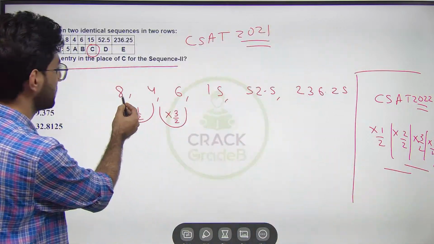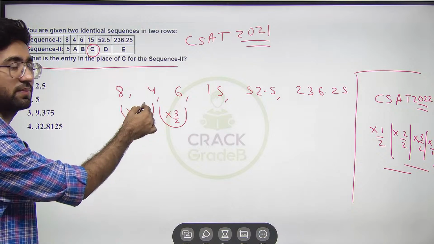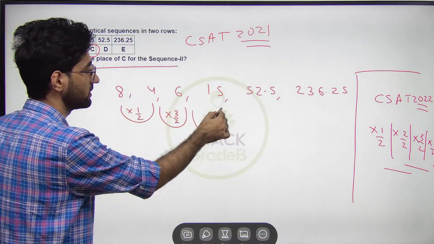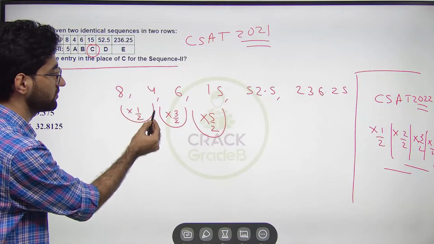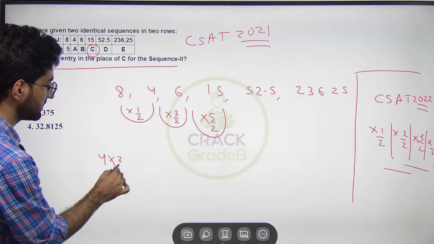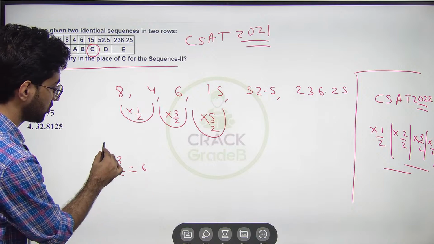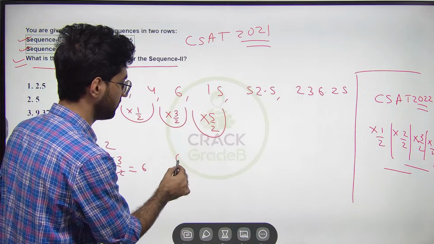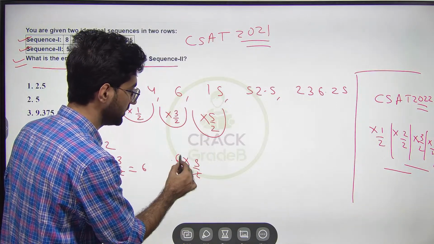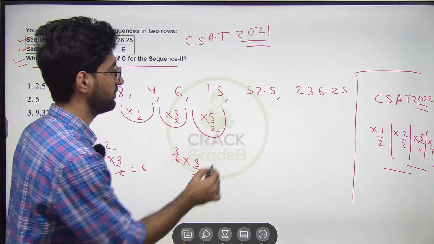So again, let us look at the pattern. Into 1 by 2, into 3 by 2, into 5 by 2. See, 8 into 1 by 2 is 4. 4 into 3 by 2 is what? This is equal to obviously 6. Similarly, 6 into 5 by 2: 2 into 3, 3 into 5 is equal to 15.